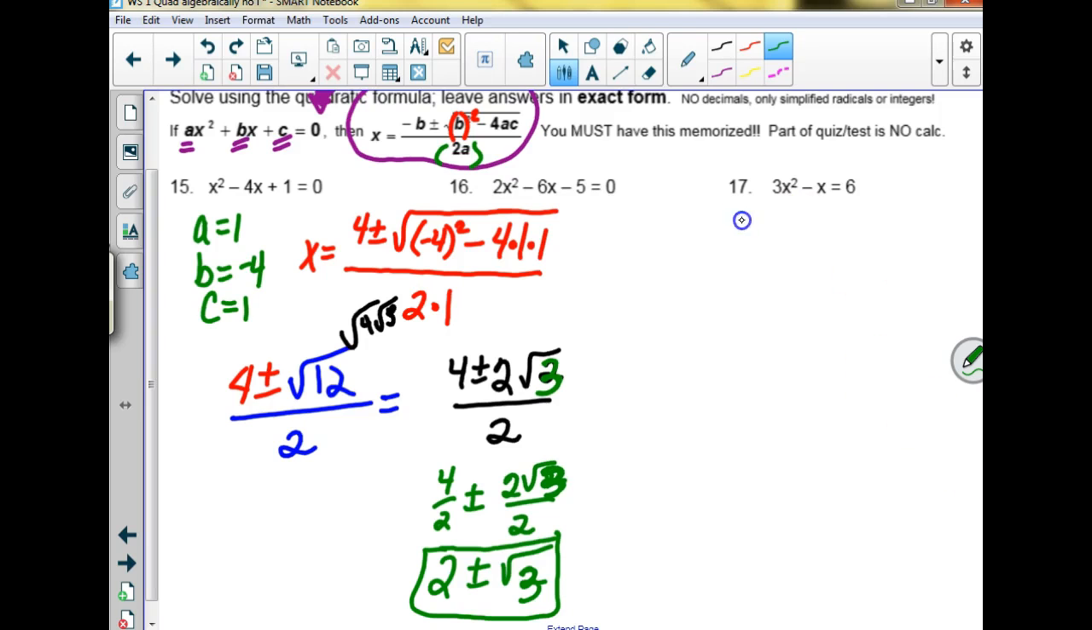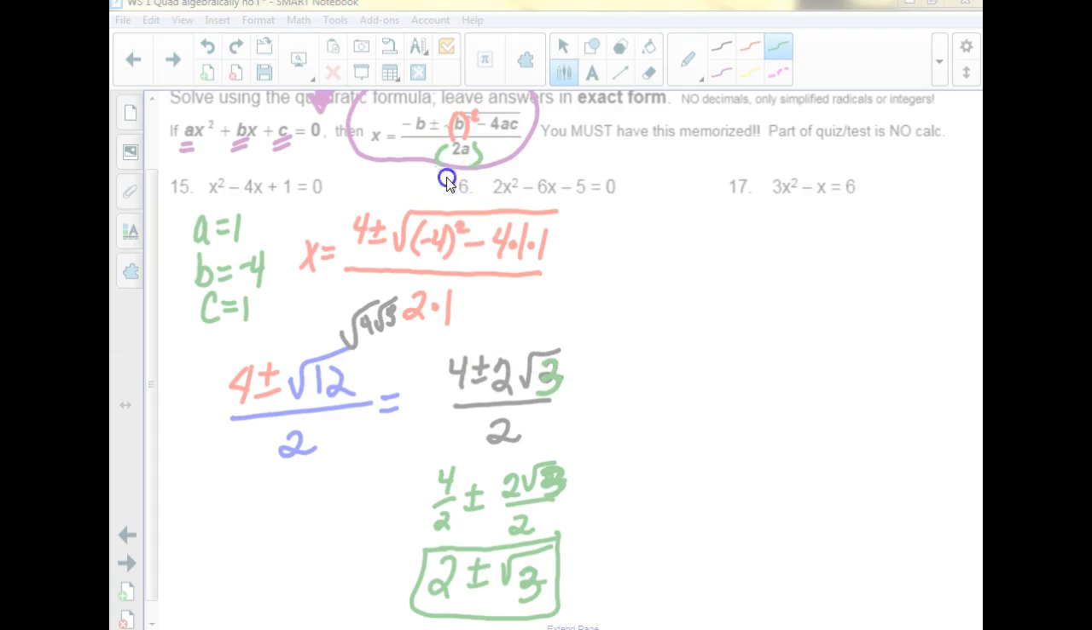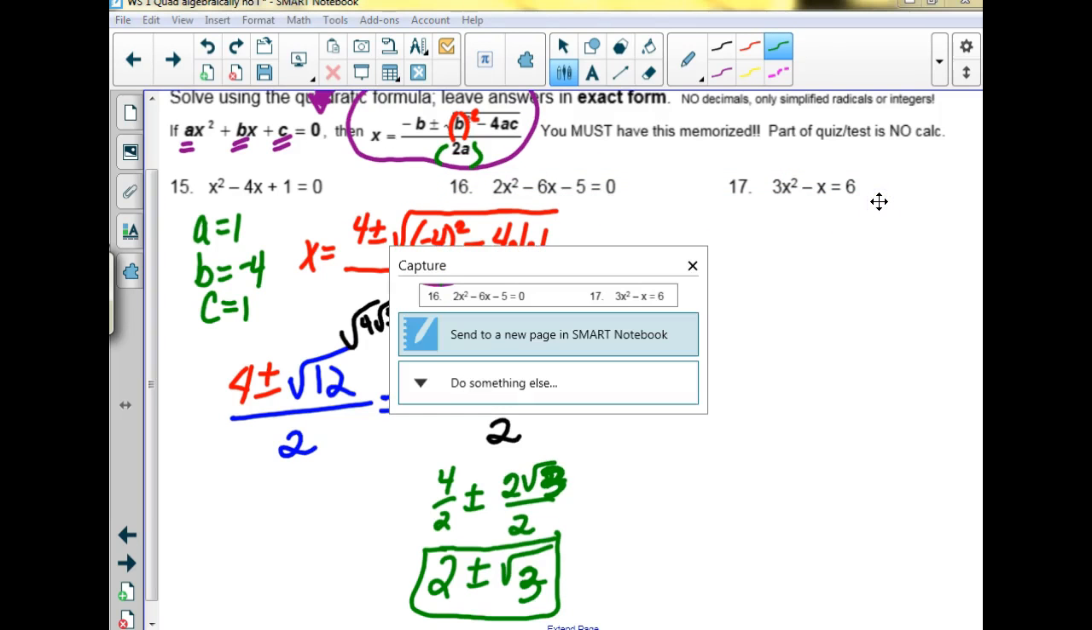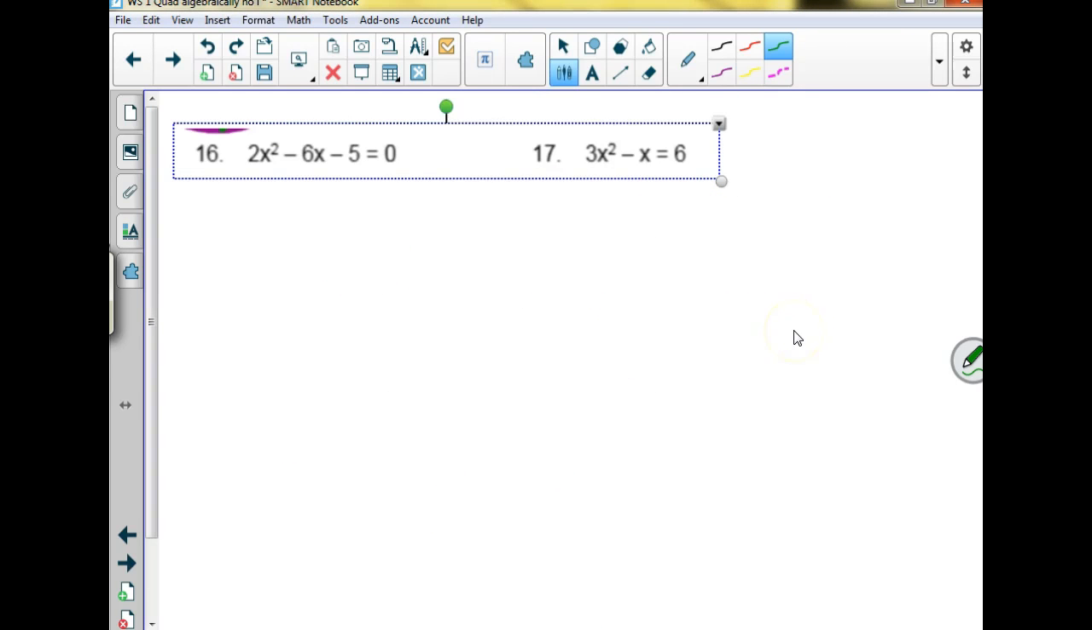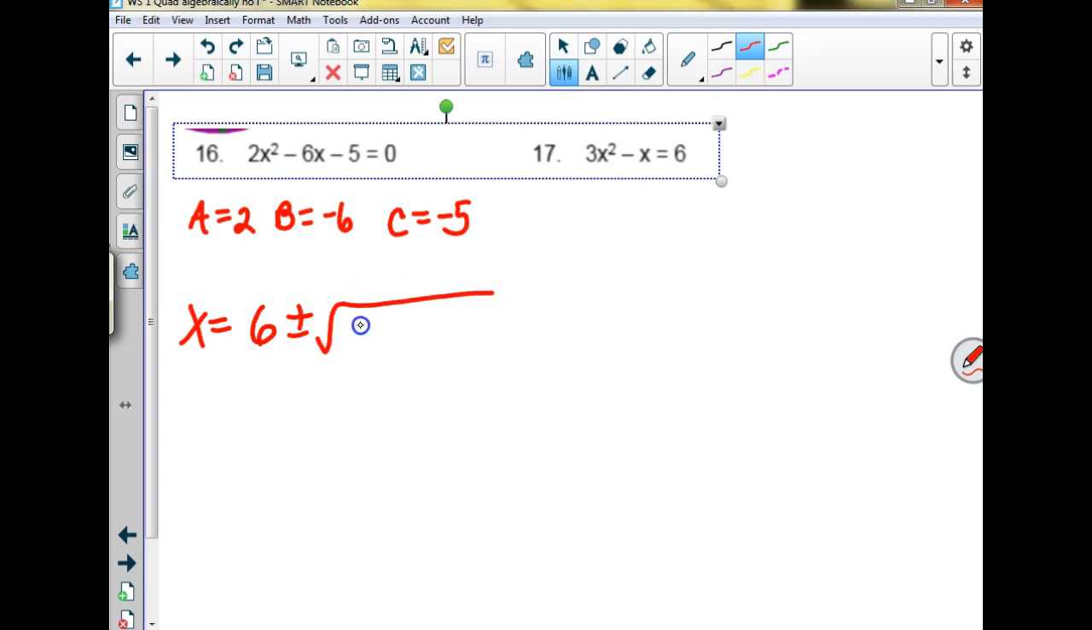All right, I'm going to move these next 2 to another page here real quick. All right, we're trying this one. What are A, B, and C? All right, so X equals the opposite of B plus or minus the square root of, what's B squared? Minus 4 times A times C.